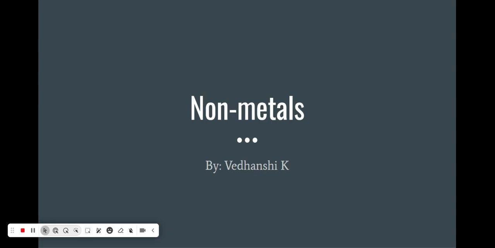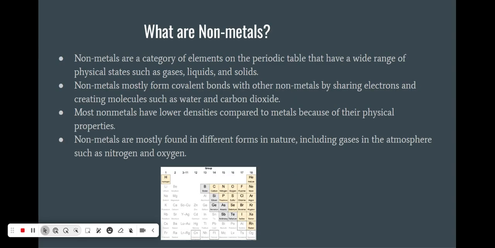Nonmetals by Vedanshi. What are nonmetals? Nonmetals are a category of elements on the periodic table that have a wide range of physical states such as gases, liquids, and solids. Nonmetals mostly form covalent bonds with other nonmetals by sharing electrons and creating molecules such as water and carbon dioxide. Most nonmetals have lower densities compared to metals because of their physical properties. Nonmetals are mostly found in different forms in nature, including gases in the atmosphere, such as nitrogen and oxygen.